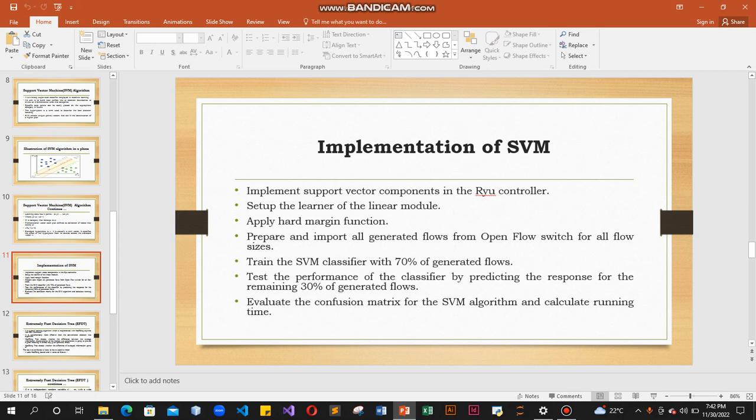Then we went to its implementation. It is still the same way, but the difference is that the vector components are used in a controller and apply a hard margin function. We still go through the process of preparing the data flows and training using the SVM with the 70% flows.